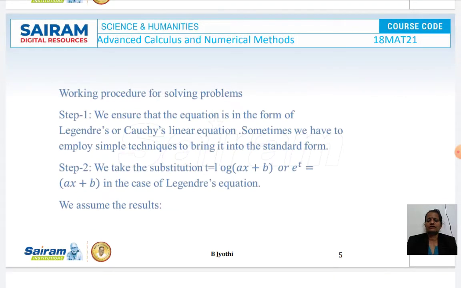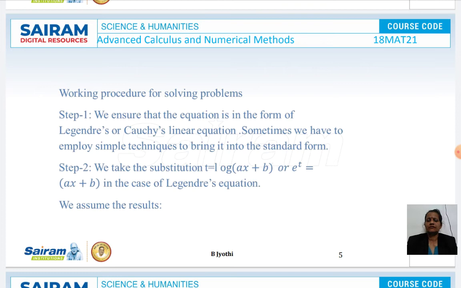Working procedure for solving the problems. Step 1. We ensure that the equation is in the form of Legendre or Cauchy's linear equation. Sometimes we have to employ some simple techniques to bring it to the standard form. We take the substitution t is equal to log of (ax plus b), or e power t is ax plus b, in the case of Legendre equation.